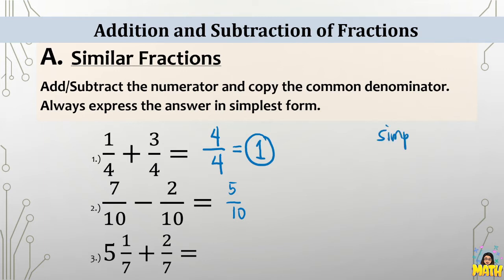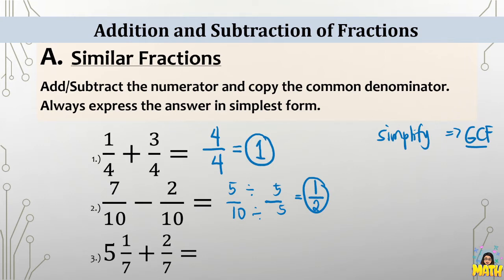Recall that to simplify fractions, we need to find the greatest common factor, or the GCF, and divide it to the numerator and denominator. Here, the GCF of 5 and 10 is 5 because both of them can be divided by 5, so that it will become the simplest form, 1/2.